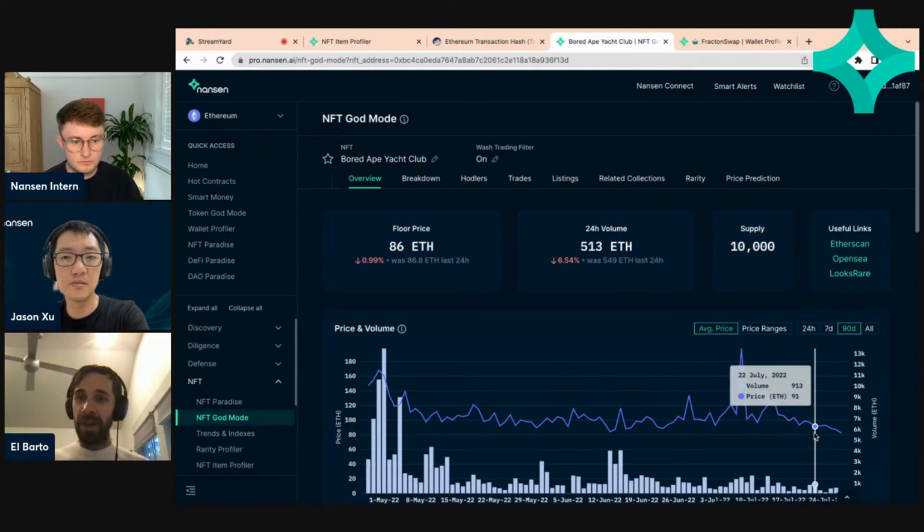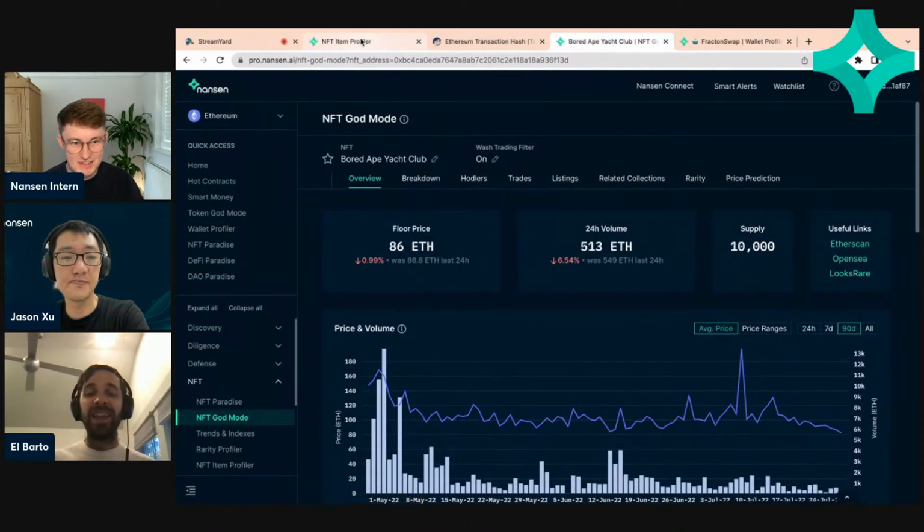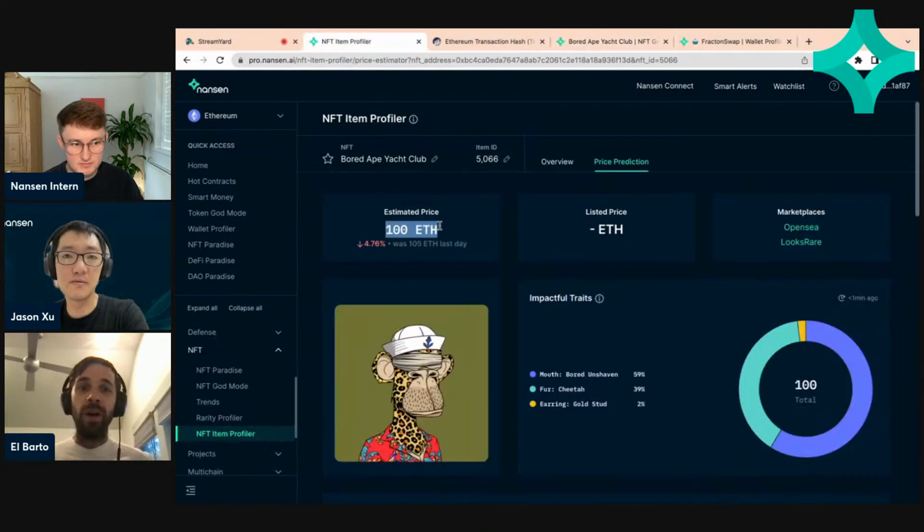So they bought it around here or something like that, and it's down like 20%. So use data is what I'm trying to say. It's cool to own a fractional ape, but you do want to see, okay, well, what is that ape compared to other apes? What does Nansen think the price is worth? So if it's 100 ETH here, that's a pretty good deal.